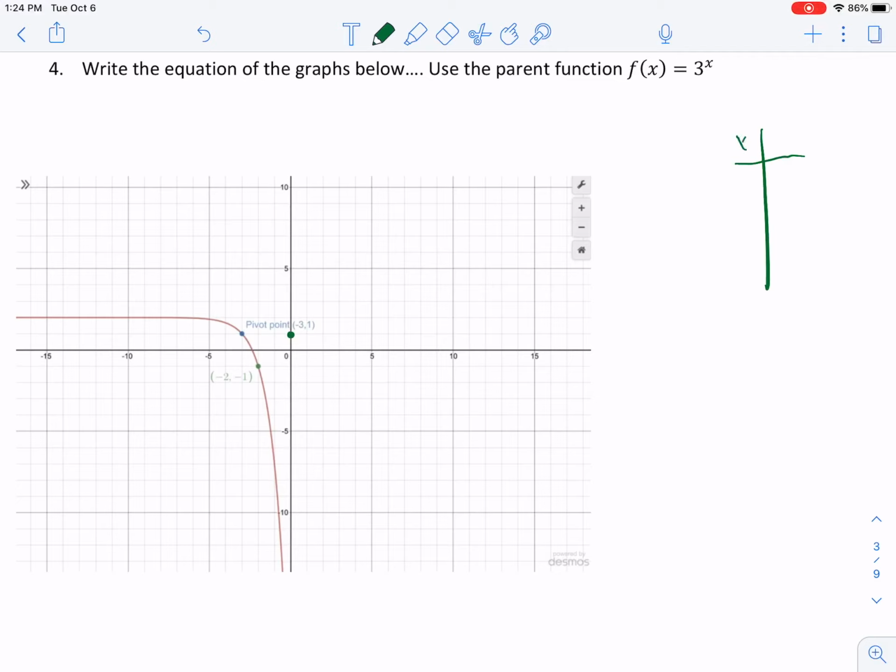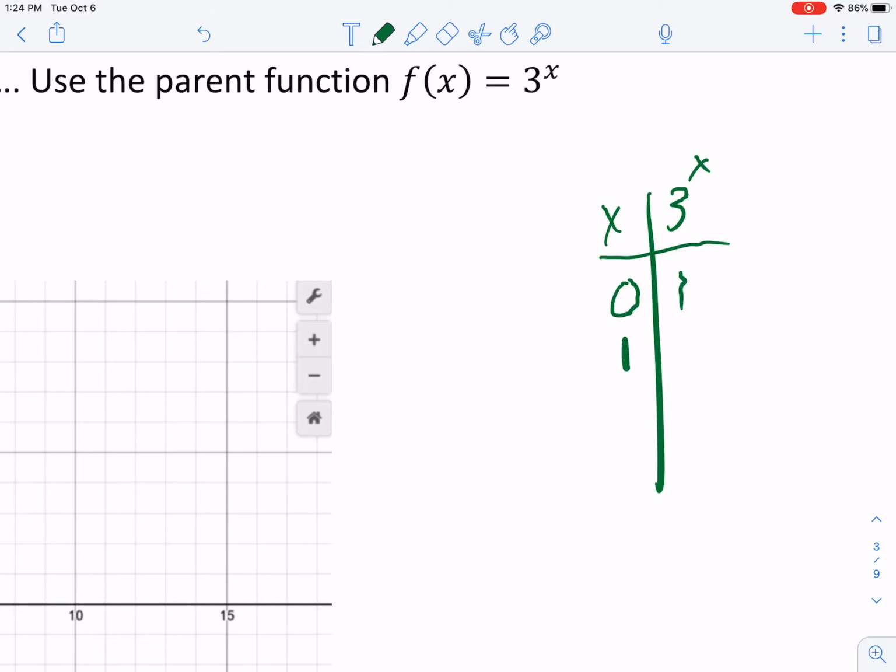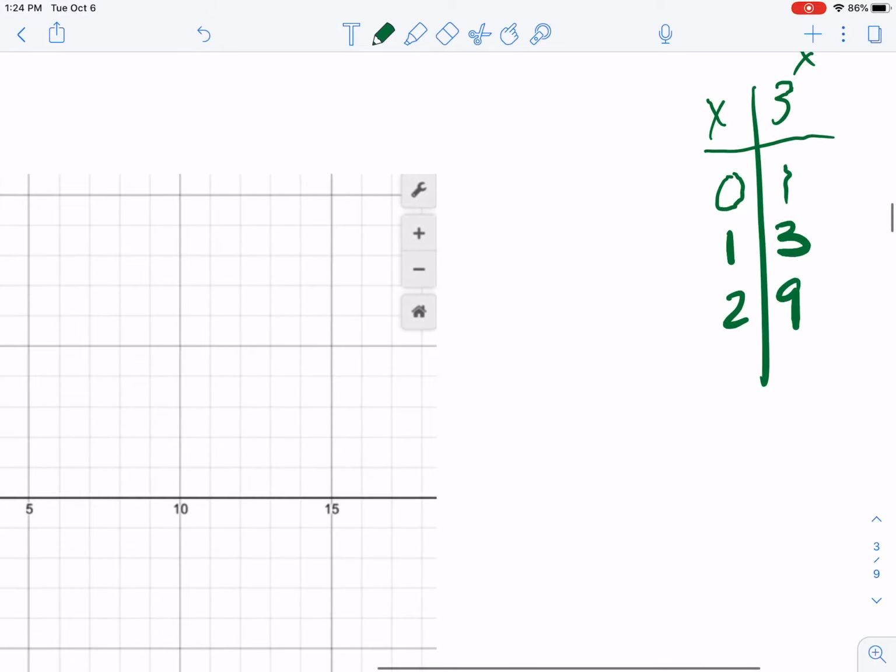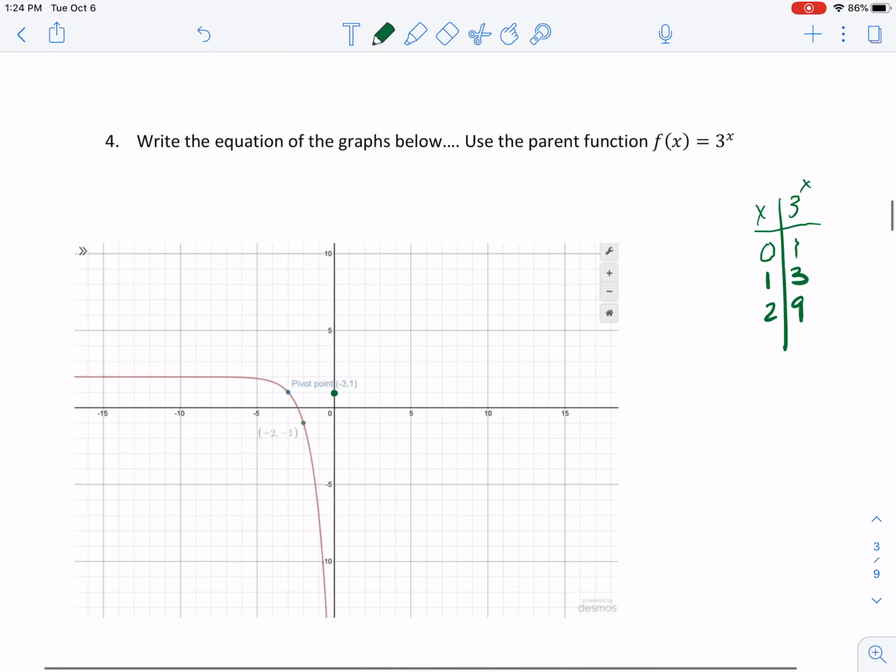When x is, here's x, here's 3 to the x. So when I plug in 0, anything to the 0 power is 1. Plug in 1, I get 3. Plug in 2, I get 9. Plug in 3, I get 27. I don't care about 27. Okay, so then I have the point 0, 1. I have the point 1, 3.